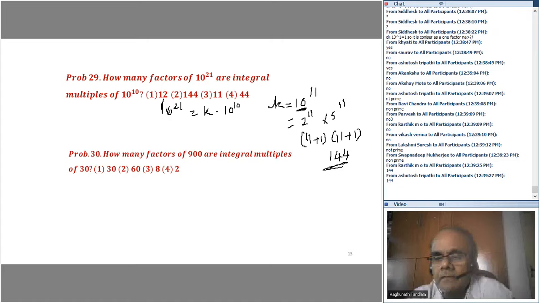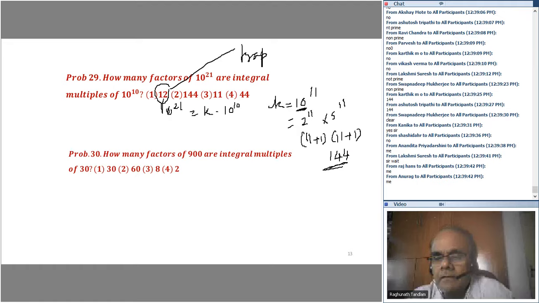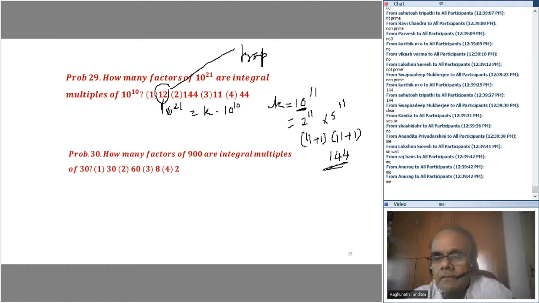I gave 12 as a bait. 12 as a trap I gave. How many fell for the trap? Tell me. Can you tell me how many fell for the trap? So be careful. Akansha answered beautifully.